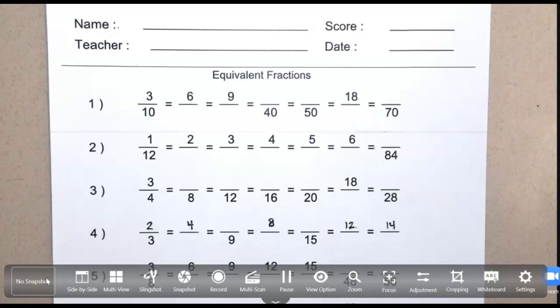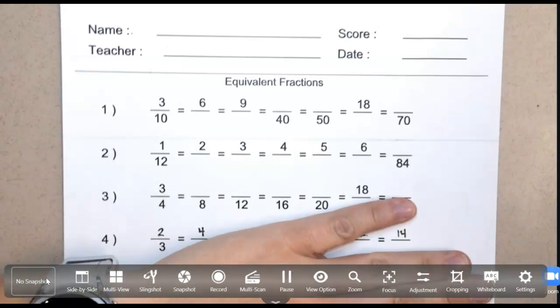Okay guys, today we are going to look at equivalent fractions, fractions that are equal in size but have numerators and denominators that are different. It's important to remember that our numerators are related to our other numerators and our denominators are related to our other denominators. So if you can take out your worksheet, we're going to look at the first side.